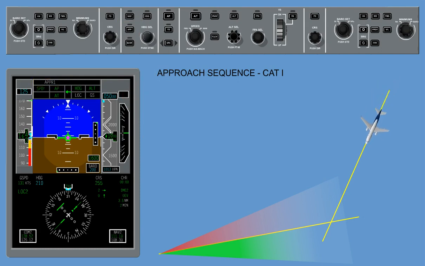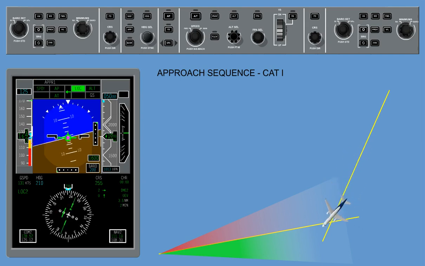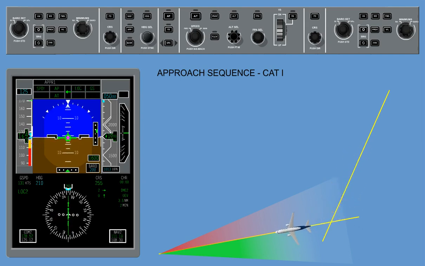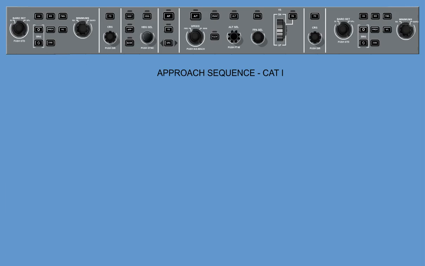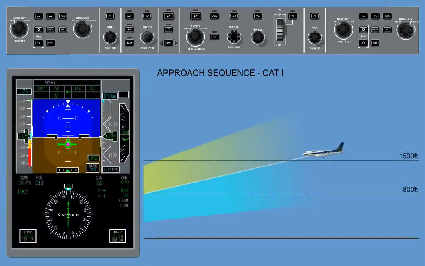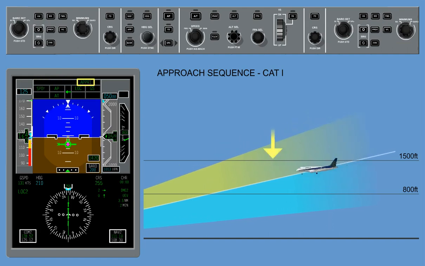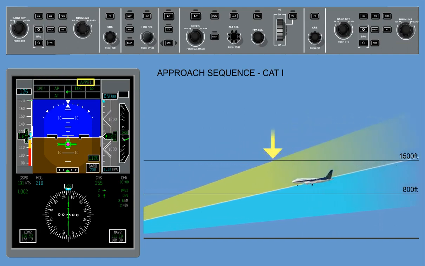As the approach continues, first the localizer will be captured, and then the glide slope will be captured. As the approach continues, and with the radio altitude set to Baro and Cat 1 minimums, the autopilot approach 1 status annunciator will change to green below 1500 feet.